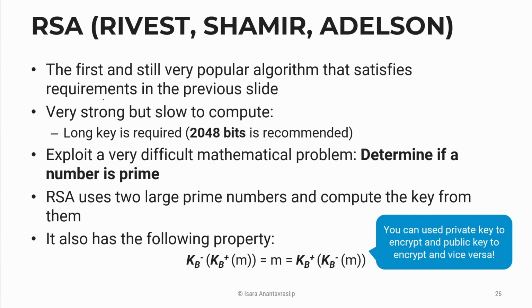They call this algorithm RSA, which stands for Rivest, Shamir, and Adleman, the guys that invented it. It is a very strong algorithm. It accepts up to 2048-bit keys. It exploits a very difficult mathematical problem, that is, determining whether a number is prime.